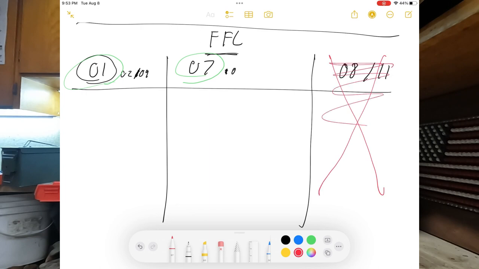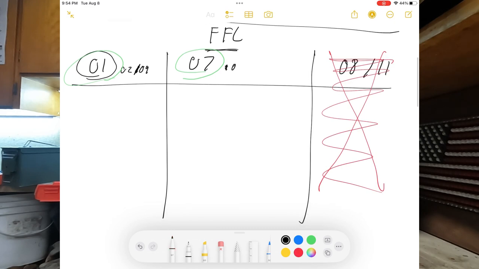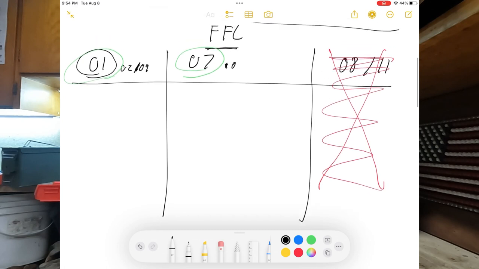We're not going to talk about those because there's all sorts of nuances that you have to deal with when importing NFA firearms. You can do it, but we're not going to talk about that in this video because that's a deal in and of itself.